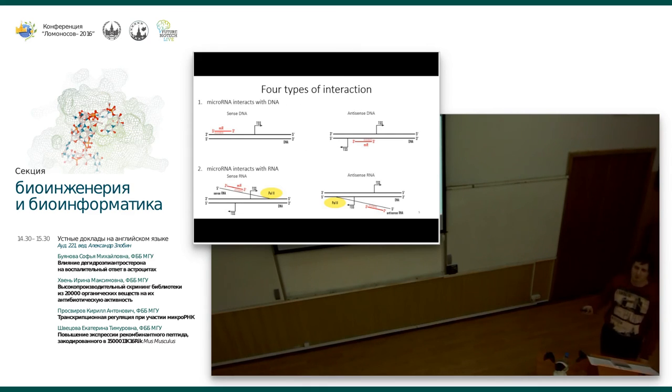As for the second question, there are four possible combinatorial types of interaction between microRNA and DNA. On the one hand, microRNA can directly interact with DNA, forming an unusual structure called a triplex. It can interact either with the sense DNA strand, which contains the actual genes, or its partner, the antisense DNA. On the other hand, microRNA can interact with RNA, either sense or antisense.